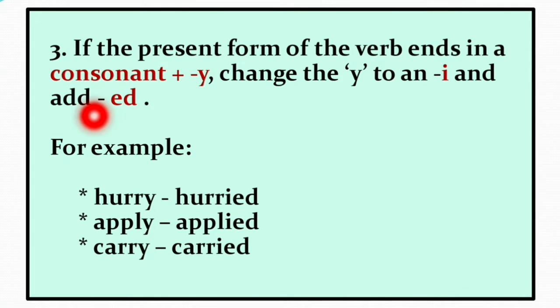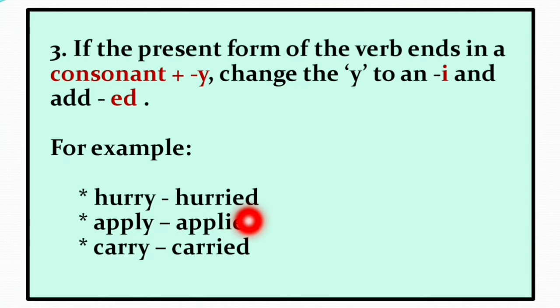Now the rule number 3: if the present form of the verb ends in a consonant plus Y, change the Y to an I and add ed. If the verb ends with consonant plus Y, consonant means except the 5 vowel letters, the 21 letters are consonants. Here you can see the first word, hurry. We have Y at the end, and before Y we have the consonant R, and then we have the letter Y. So if we have consonant plus Y, we have to remove the Y, then add I in the place of Y, then add ed to make it past. So hurry becomes hurried in this way.